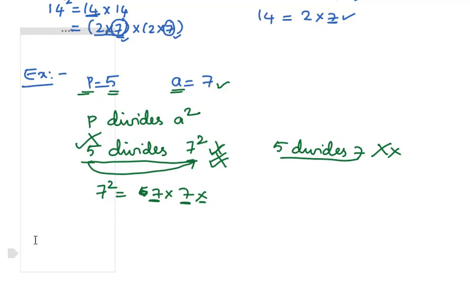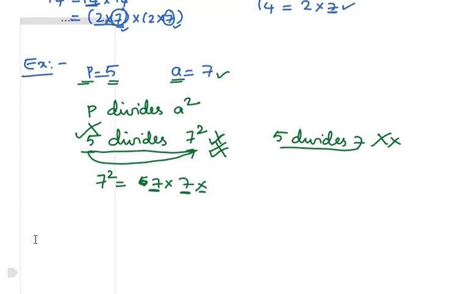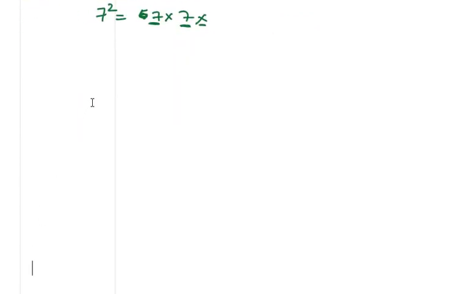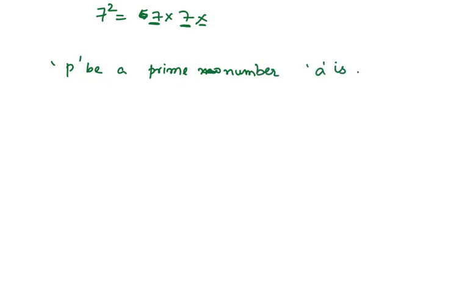Let's give the general proof for this third theorem. So what is the statement? If p is a prime number and p divides a square, then p divides a, where a is any positive integer. So p is a prime number, and a is any positive integer.